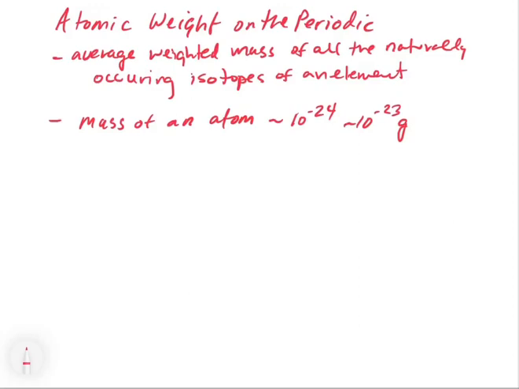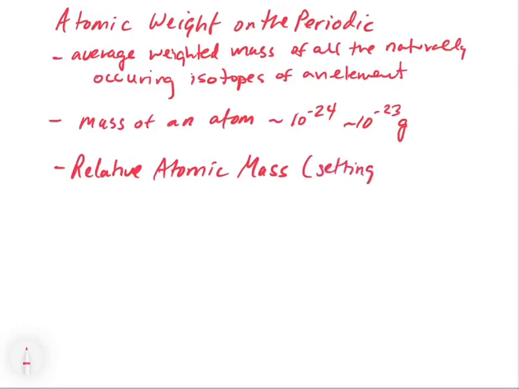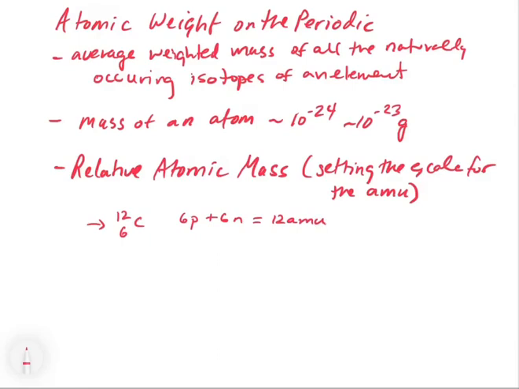We call this the relative atomic mass. By relative atomic mass, in essence, what we're doing is setting the scale for the AMU. So where does that AMU come from? They decided that the AMU would be based off of the carbon-12 isotope. In the carbon-12 isotope, you have 6 protons plus 6 neutrons, which gives you a total of what they called 12 AMUs. So they accurately measured the mass of the carbon-12 isotope.